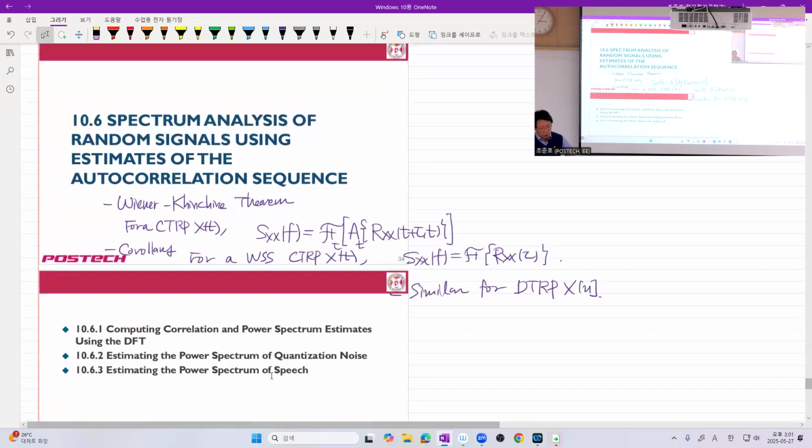Anyway, so here comes the Wiener-Khinchin theorem. And the Wiener-Khinchin theorem is for continuous time random process. And also we have a discrete time random process version. And this theorem is very interesting. So given a continuous time random process x of t, the power spectral density was defined as the limit of a function when delta tends to infinity.